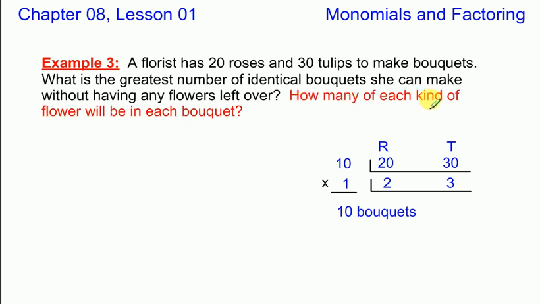Now the next question is, how many of each kind of flower will be in each bouquet? Well, if I divide this by 10, split it up into 10 different bouquets, I will have 2 of the roses. And if I split this up into 10 bouquets, then I have 3 tulips.